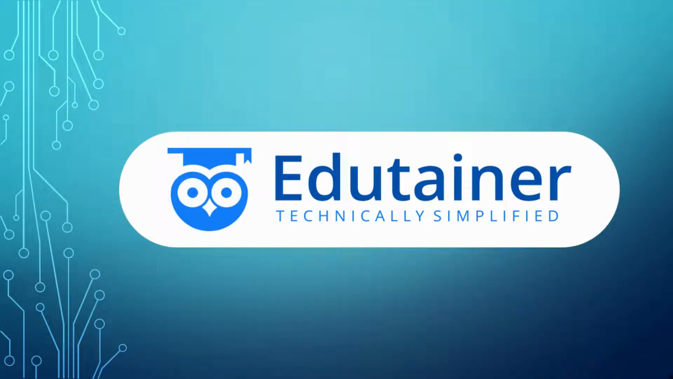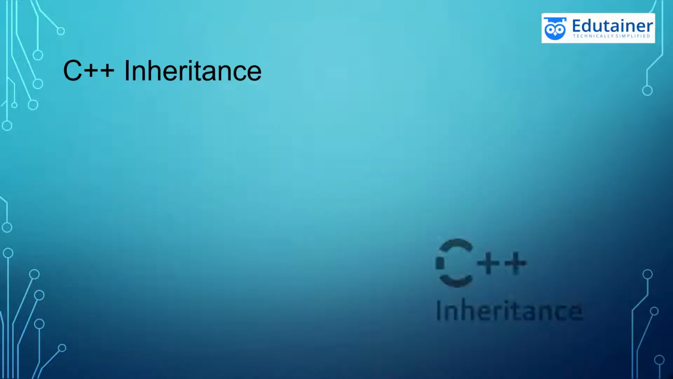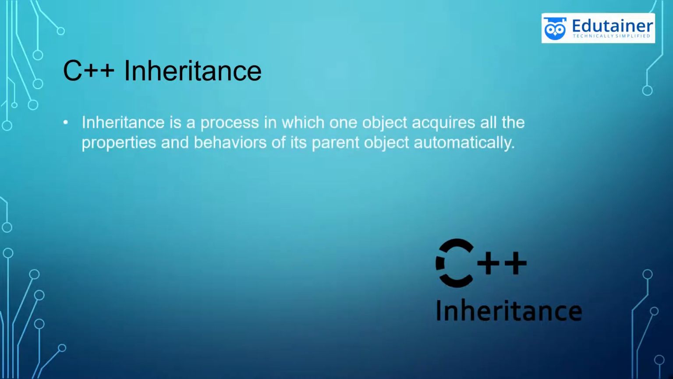In this lecture we will be learning about inheritance. So let's start. C++ inheritance. You have heard this word previously. So what is inheritance? Inheritance is a process in which one object acquires all the properties and behavior of its parent object automatically.